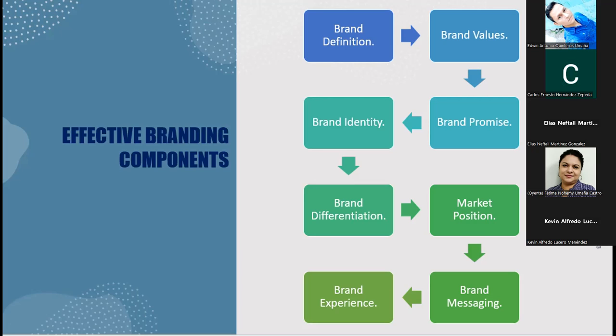So this is what we want. This is what we pursue with the branding components, mixing all these components. Start with them recognizing our brand, then using the brand, and then recommending my brand. This is like a summary of what branding strategy is.